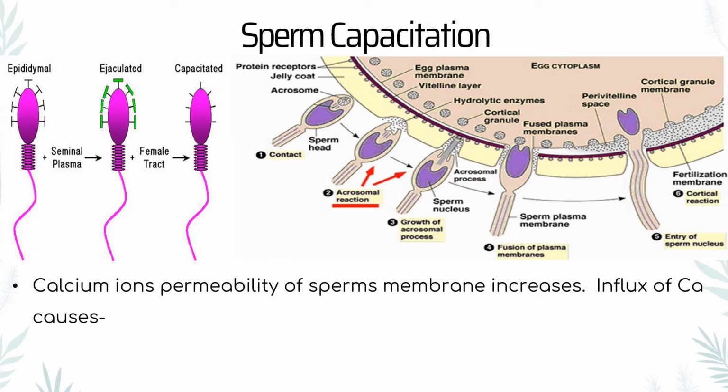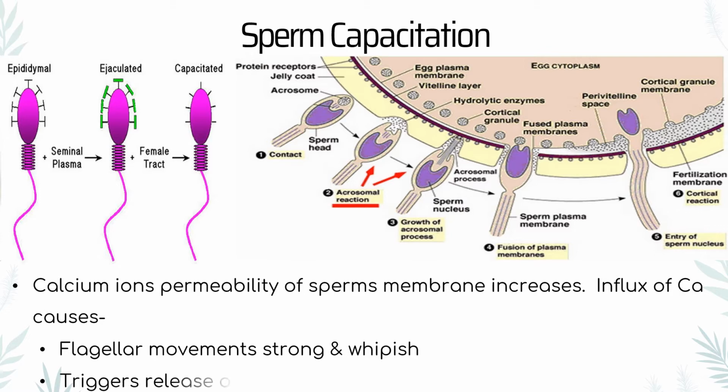The membrane of the sperm becomes permeable to the calcium ion. The influx of the calcium acts in two ways. One, it makes the flagellar movement of the sperm stronger and whiplike, that is hyperactive. And secondly, it triggers the release of the enzymes from the acrosome.